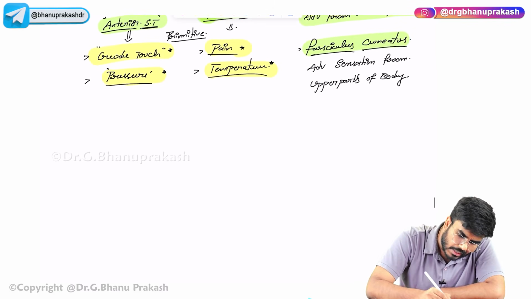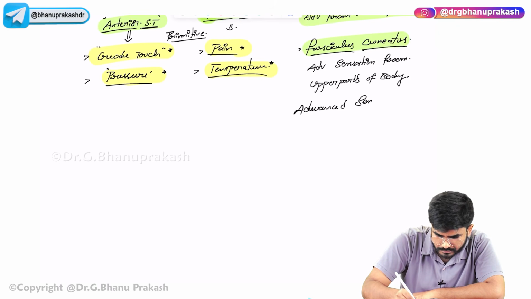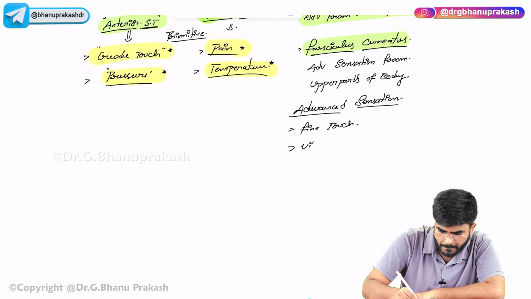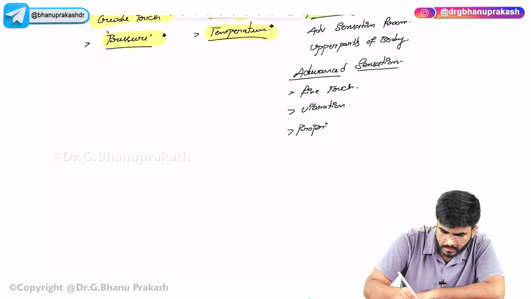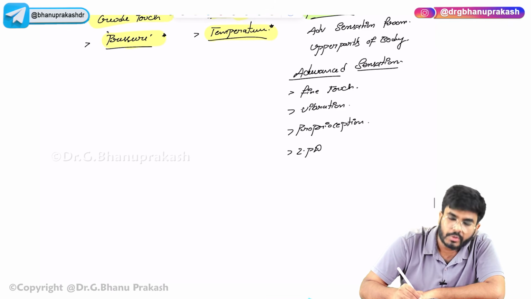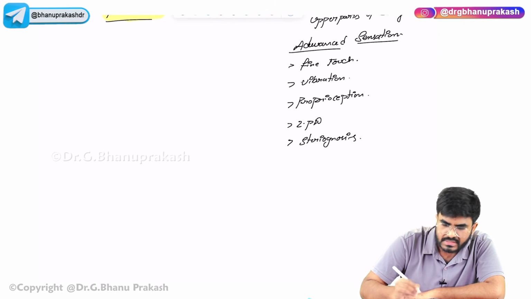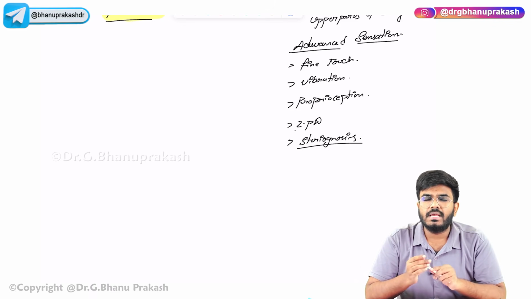What are the advanced sensations? Now, let me give you the list here. They include fine touch, vibration, proprioception, two-point discrimination, and stereognosis. Stereognosis means the ability to identify an object even with closed eyes. That is called stereognosis, an advanced sensation.